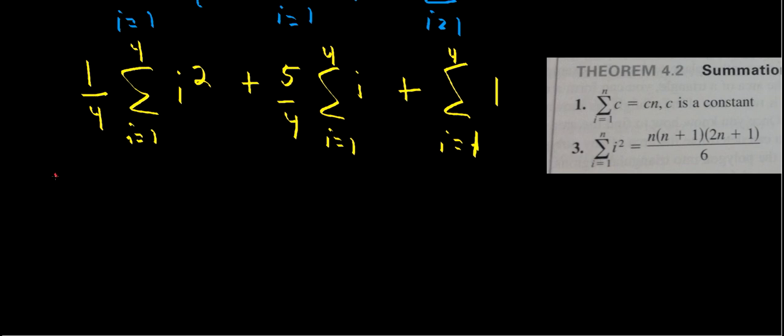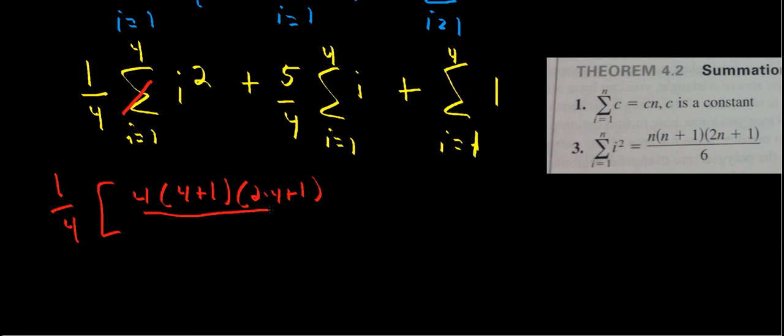So what do we have here? We have 1/4. This thing disappears. We don't need it anymore. n is equal to 4. So we have 4 times 4 plus 1 times 2 times 4 plus 1, all of this over 6. And that's our first term.